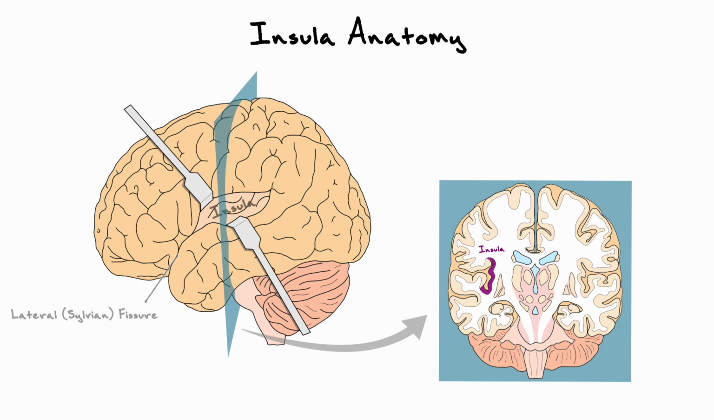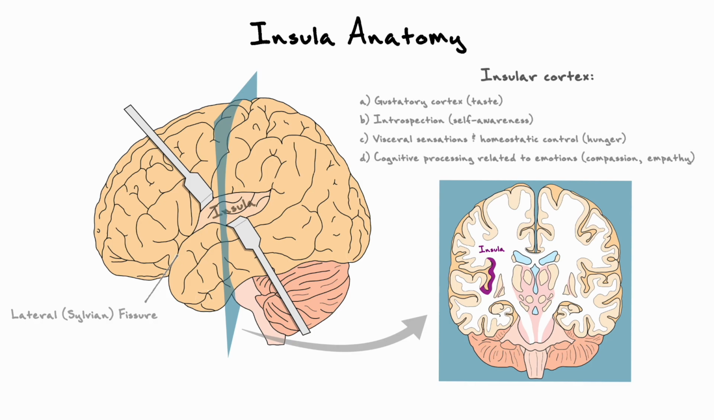The area of the insula spans essentially the length of the sylvian fissure, and thus processes many functions. To name a few, the insula is responsible for housing the gustatory cortex. It is also reportedly responsible for our sense of self-awareness, our visceral sensations, and homeostatic control, and our ability to process emotions such as compassion and empathy.